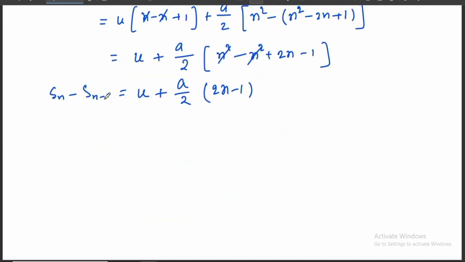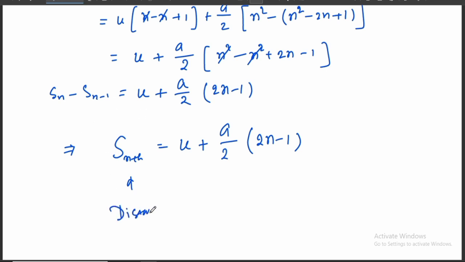This Sn minus Sn minus 1 is our Snth term. So we can write Snth is u plus a by 2 times (2n minus 1). So Snth is Sn minus Sn minus 1, that is the distance traveled in nth second.